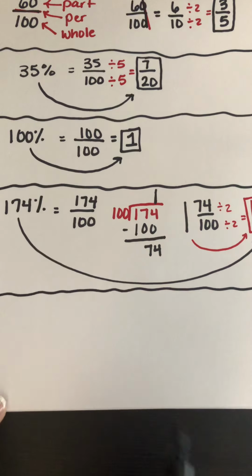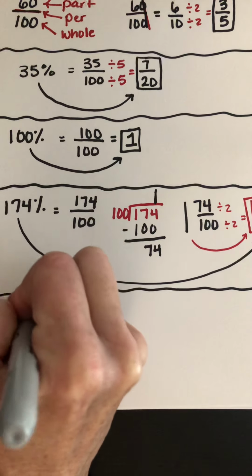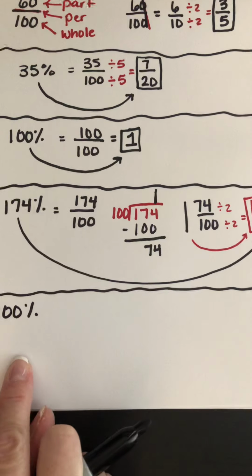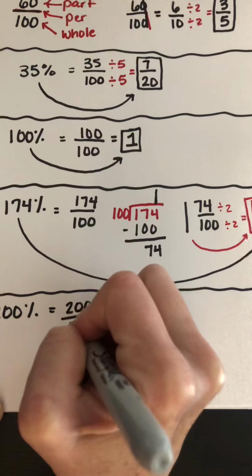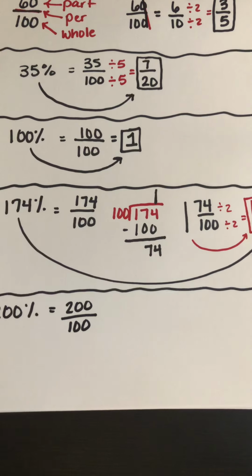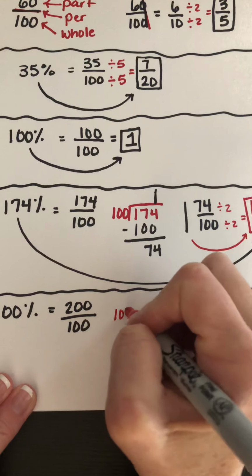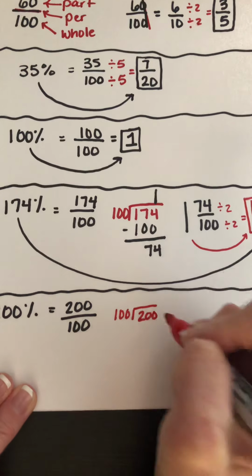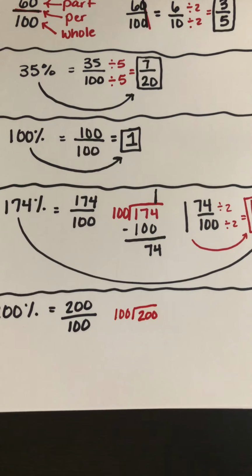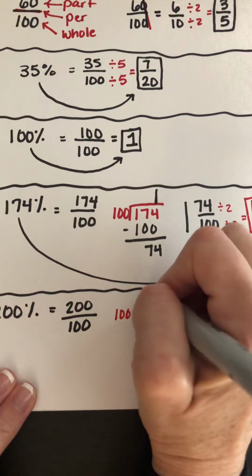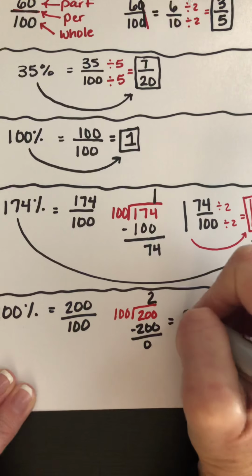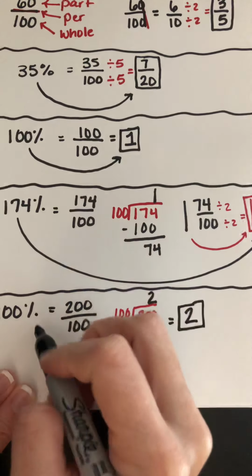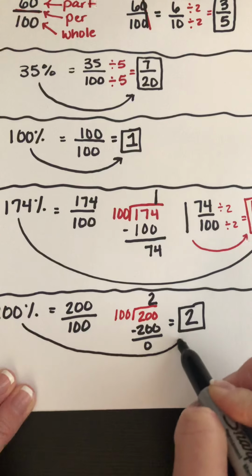Next one is 200%. Well, again, it's higher than 100%, right? But it's still going to go over 100. And like we said, it becomes a division problem. How many times does 100 go into 200? Well, it goes in 2 whole times. Subtract my 200 and my final answer is 2. So 200% would be 2.